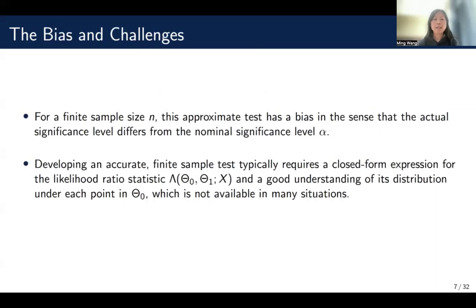For a finite sample size n, this approximate test has a bias, in the sense that the actual significance level differs from the nominal significance level alpha. Developing an accurate finite sample test typically requires a closed-form expression for the likelihood ratio statistic lambda and a good understanding of its distribution under each point in big Theta 0, which is not available in many situations.